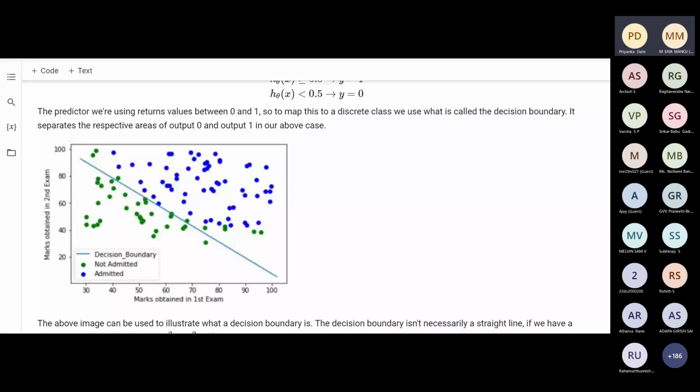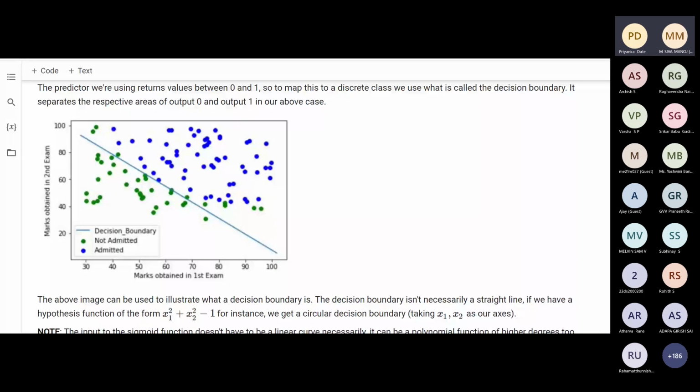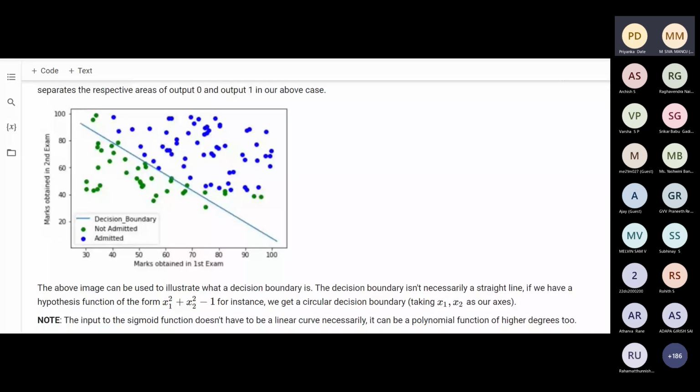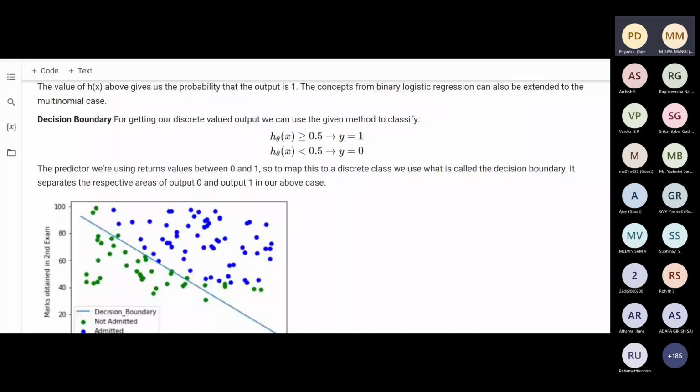Here we have a linear graph, but it's not necessary for the decision boundary to be linear. If our function is circular, like x squared plus y squared equals 1, we can have a circular decision boundary too. For the sigmoid function, we usually use a decision boundary that says if our output value is greater than 0.5, we consider it as 1, and if it's less than 0.5, we consider it as 0.